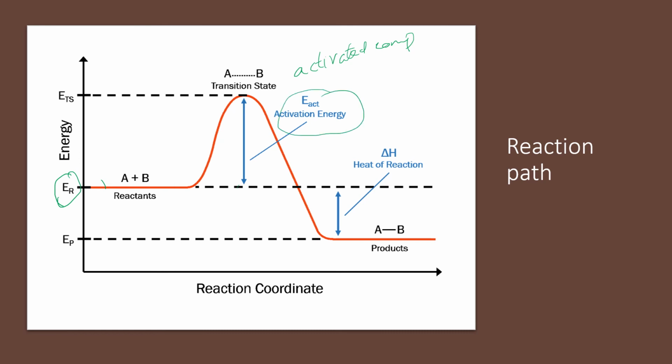Usually, if the activation energy is high, the reaction will be slow, because they need to jump this much height. But if the activation energy is low, the reaction will be fast. And this is an exothermic reaction because the energy of the product is lesser than that of the reactants, and this is an amount of energy exiting out. So this is a usual reaction coordinate or reaction path.